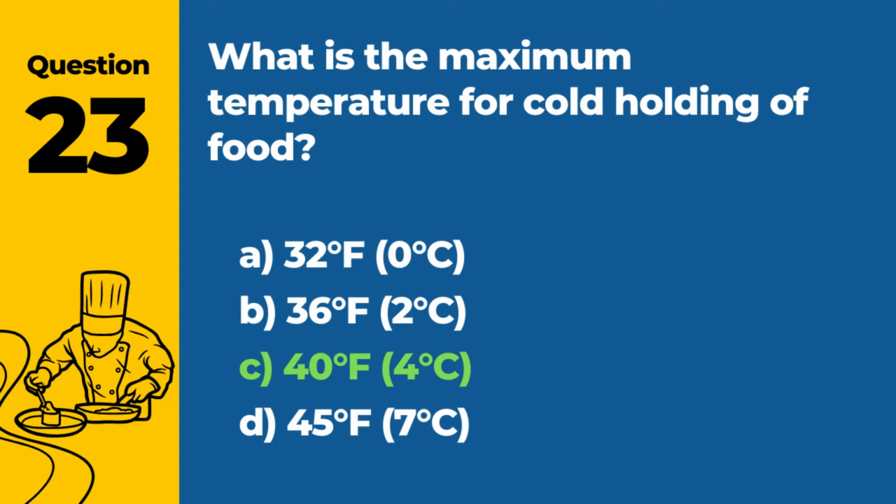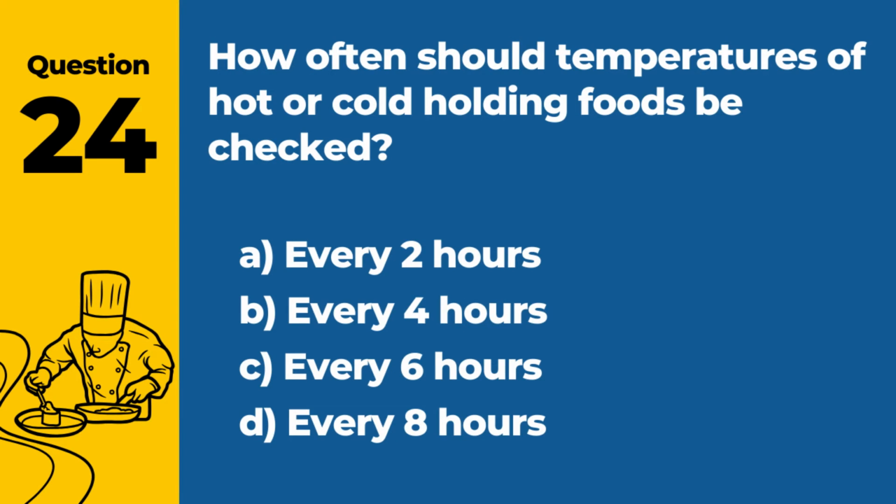Answer: C. 40 degrees Fahrenheit, 4 degrees Celsius. The maximum temperature for cold holding of food is 40 degrees Fahrenheit, 4 degrees Celsius, to inhibit bacterial growth. Question 24. How often should temperatures of hot or cold holding foods be checked?